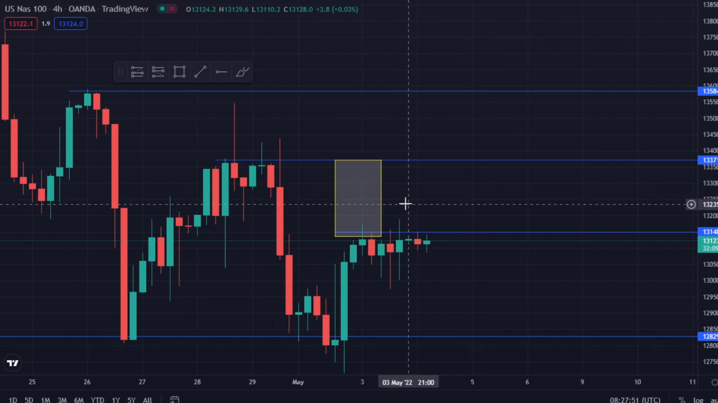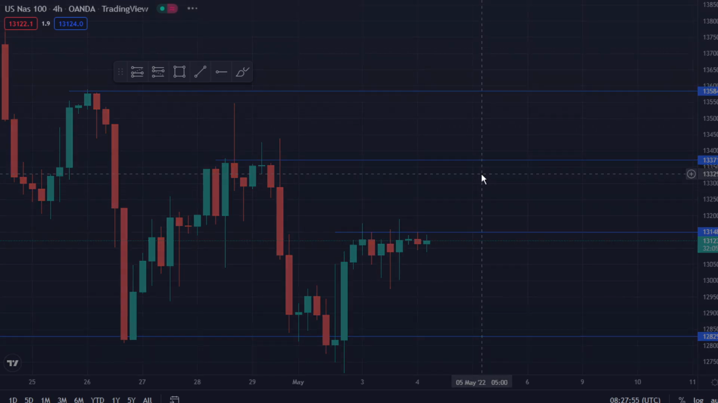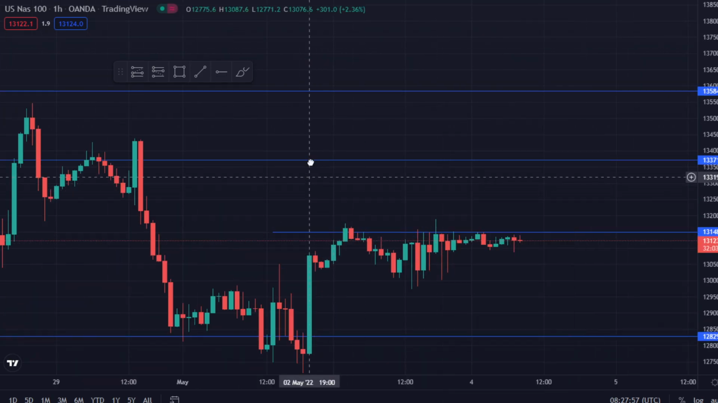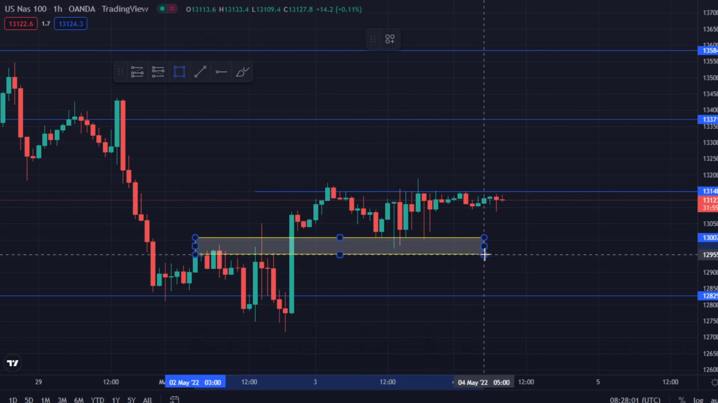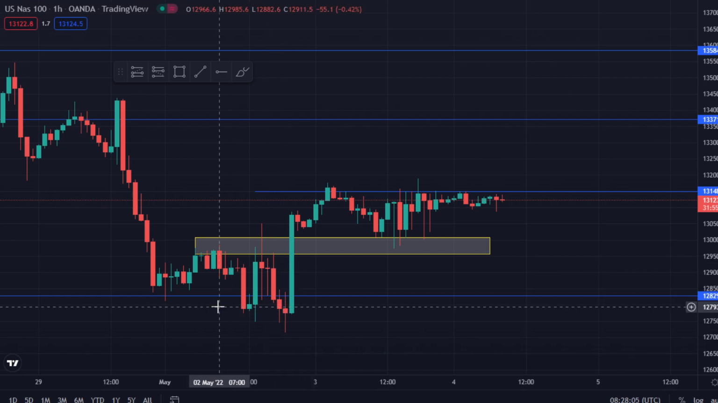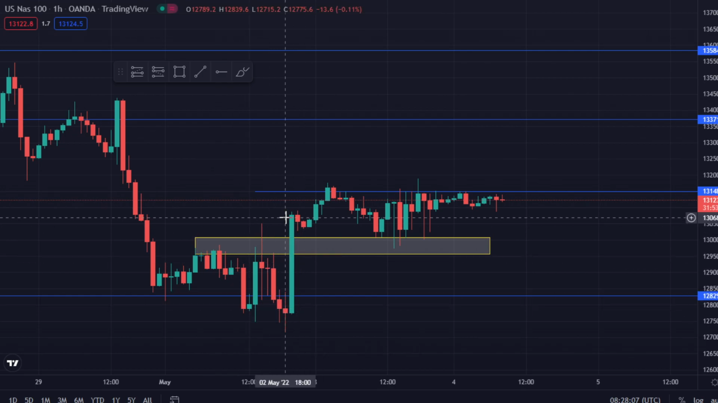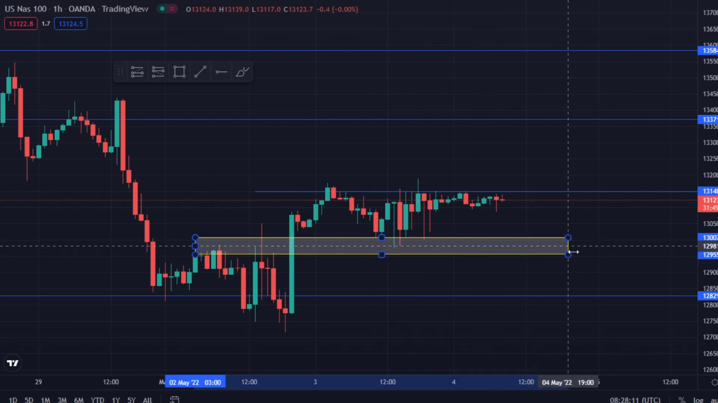So let's scale down to our 1-hour time frame. On our 1-hour time frame, guys, we can see that previously price did create this double top, and then created a double bottom. There we have a strong breakout of this structure and price coming and retesting this area of support.